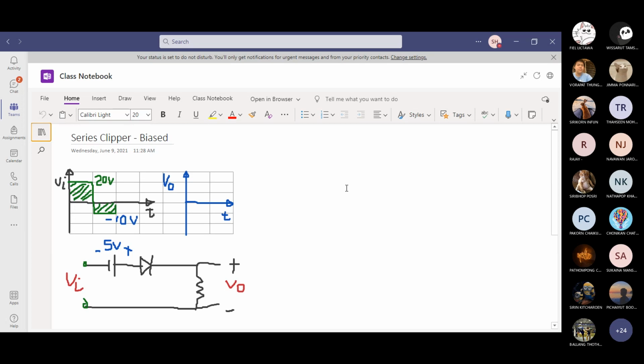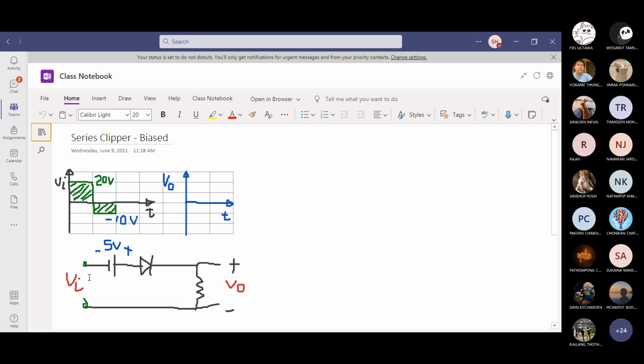This is an example of a series clipper which is biased. I drew the input waveform. You can see it is a square wave, but it is not really symmetrical because on the input side, the peak of the square wave is 20 volts, and that is for the positive half cycle. The negative half cycle is negative 10 volt. Input graph is VI, voltage versus time. The output has to be also voltage versus time.